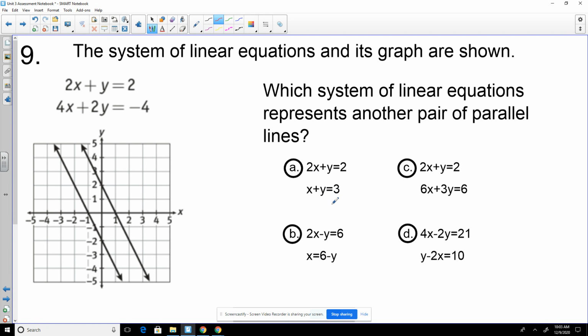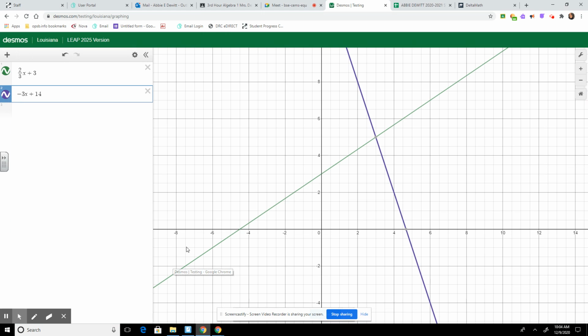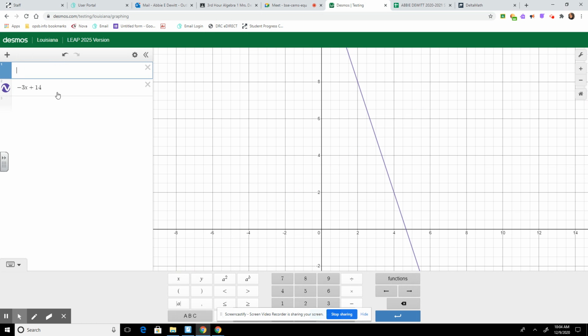So you would go to Desmos and you would type in and graph all of these systems. If you go to Desmos and type in all of those systems, you'll see that D ends up being parallel lines. And I'll show you. I'm not gonna graph all those for time purposes, but I'm gonna graph part D for you just so that you can see. Okay, so 4x minus 2y equals 2. And then y minus 2 equals 10.